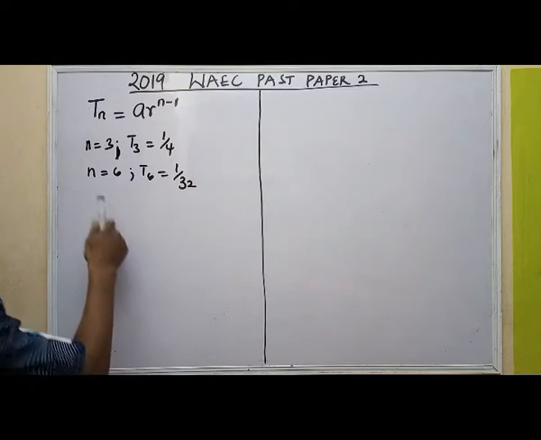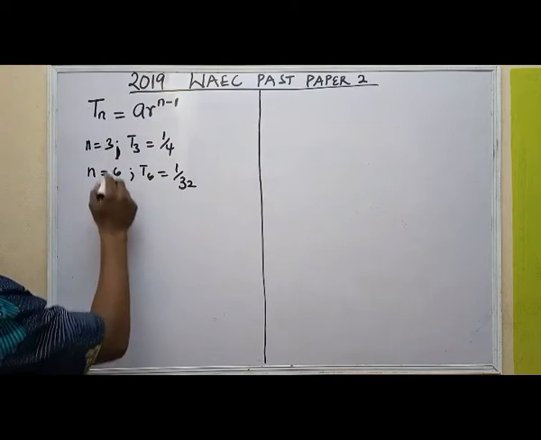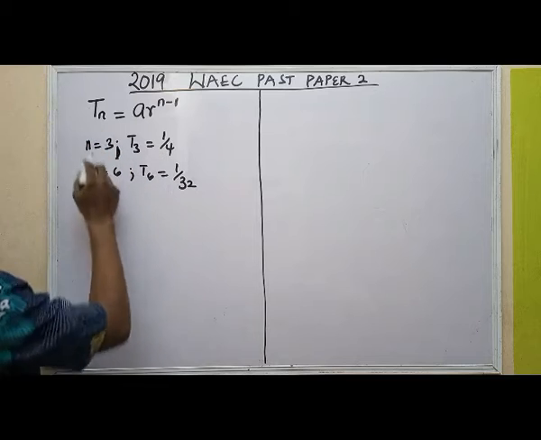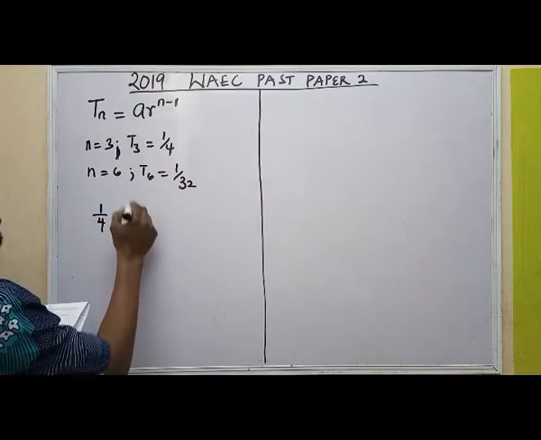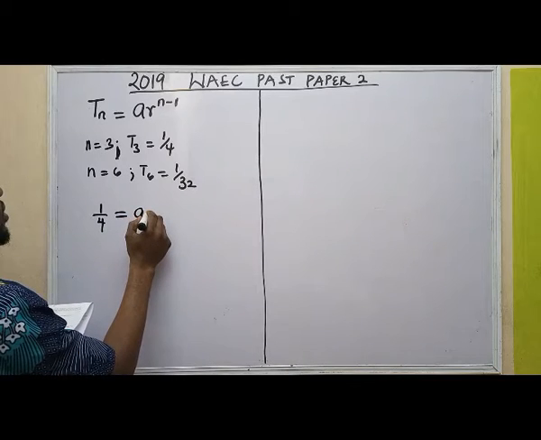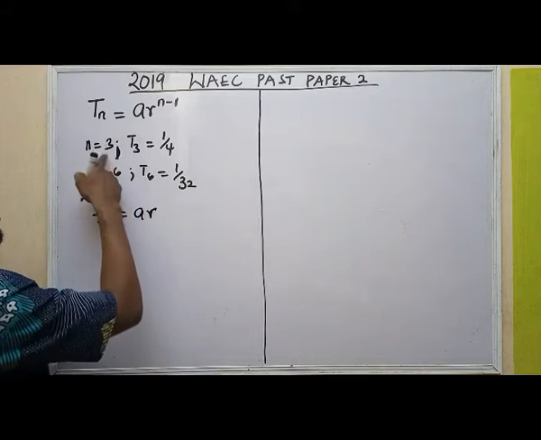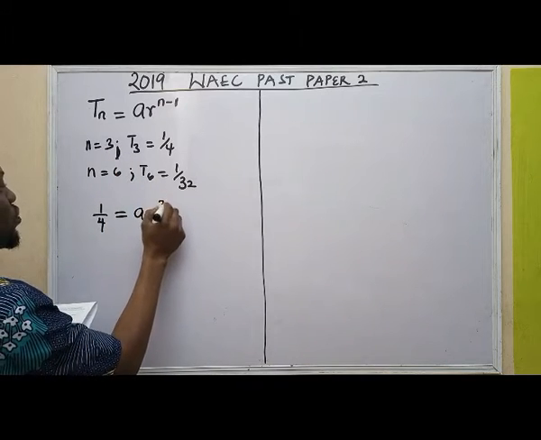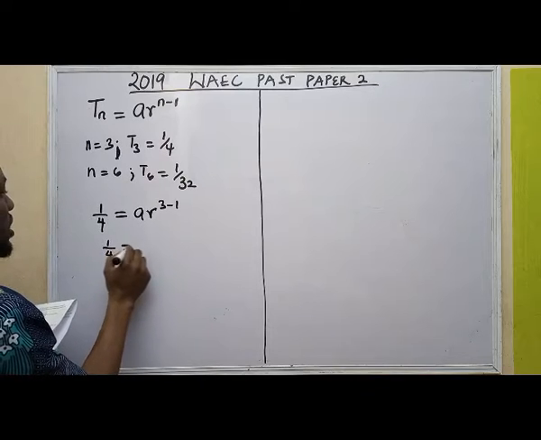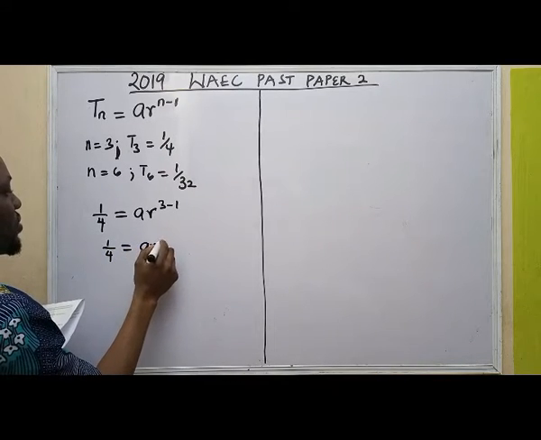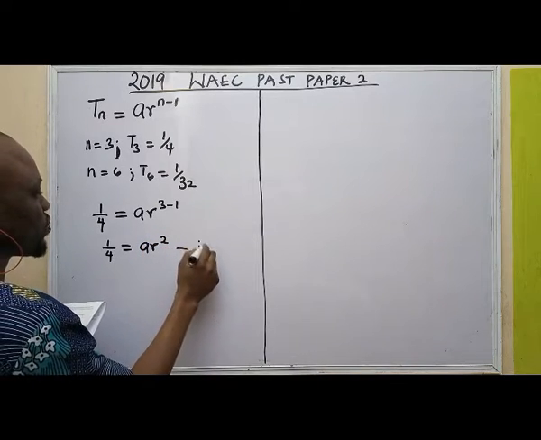So what we need to do is plug all of these values into this formula. T sub 3 is 1 over 4, so I'm going to do 1 over 4 equal A R raised to the power n minus 1. This is when n is 3, so I'm going to do 3 minus 1. So 1 over 4 equals A R raised to the power 2. So this is equation 1.